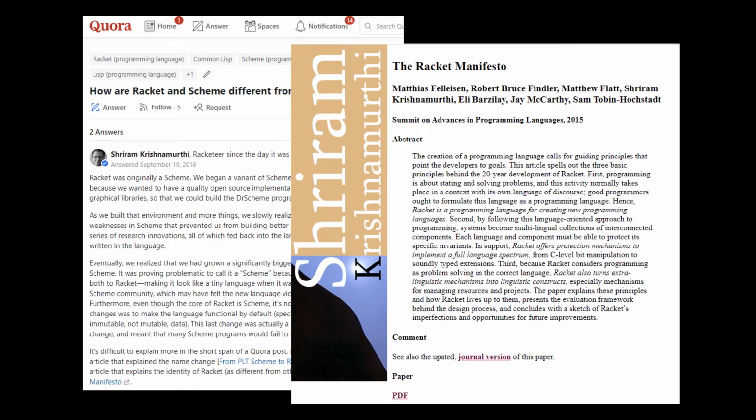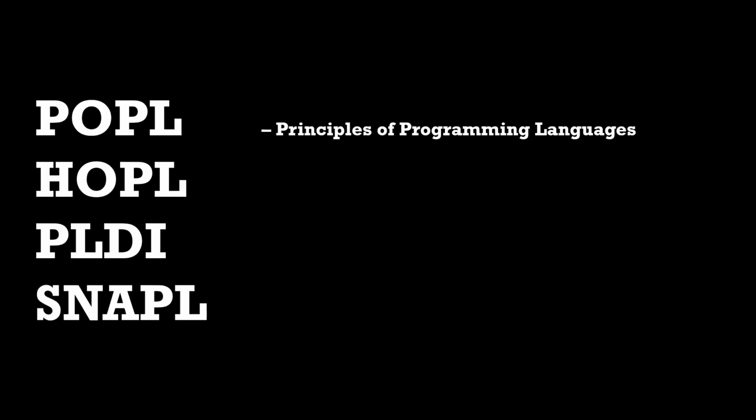And it's an interesting read, but what I wanted to highlight here is the Summit on Advances in Programming Languages. So I thought I was aware of most of the conferences that focus on programming language research, those being POPL, HOPL, PLDI, and now SNAPL. POPL stands for the Principles of Programming Languages. That happens once a year, typically, I believe, at the beginning of the year.